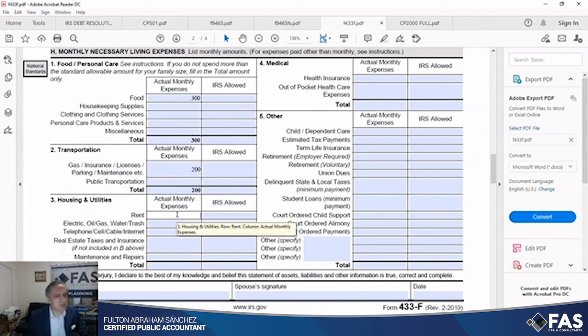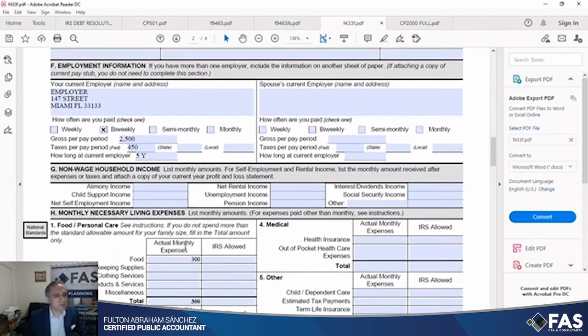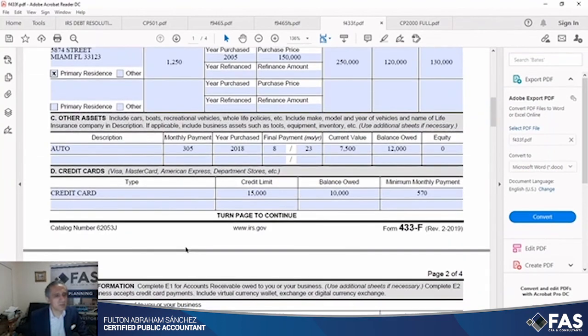Housing and utilities. I cannot say rent because I own the house, so no rent. Electric and utilities, for electricity, 120. Telephone and cable is 50. Real estate taxes and insurance, if not including B, above. Let's say B.